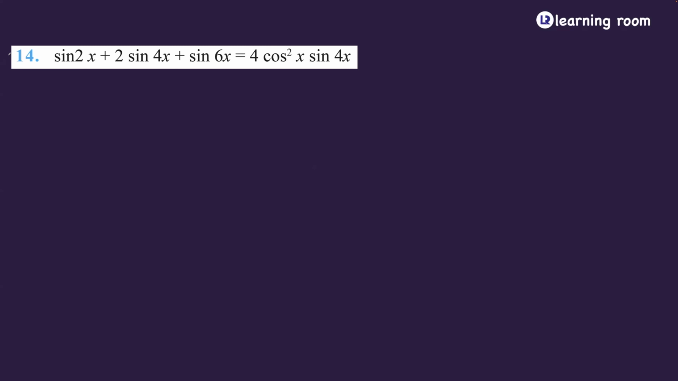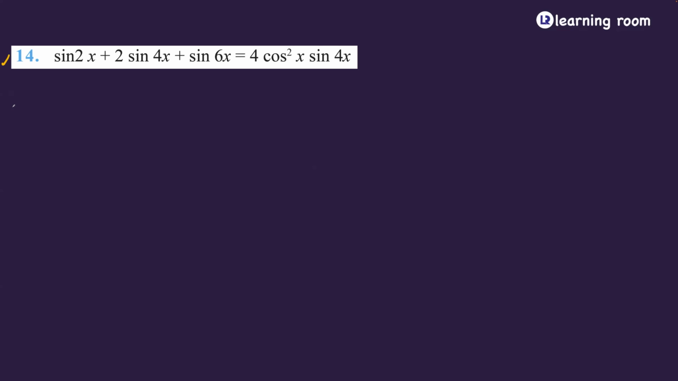For this problem, prove that sine 2x plus 2 sine 4x plus sine 6x is equal to 4 cos square x into sine 4x. It's 14th, not 12th. Yeah. So from the beginning, prove that sine 2x plus 2 sine 4x plus sine 6x is equal to 4 cos square x into sine 4x.